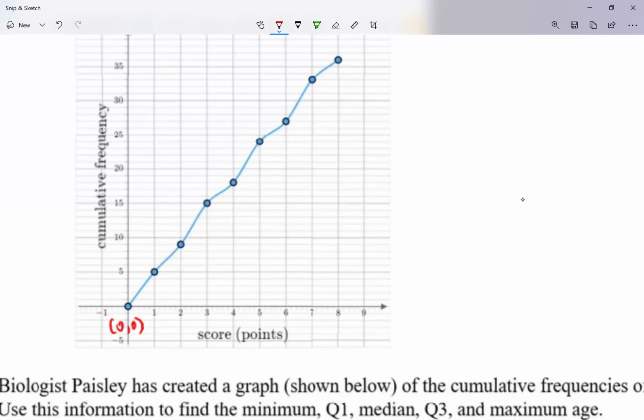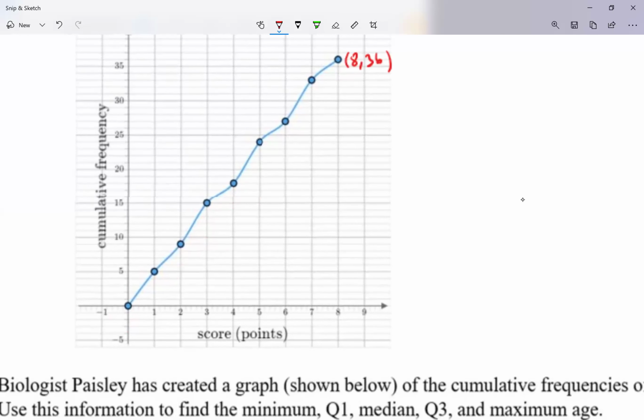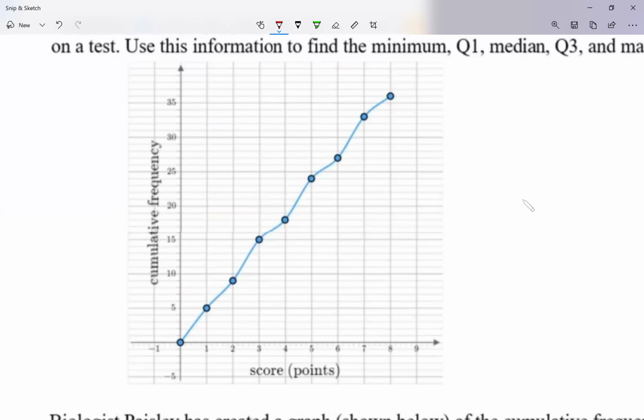Up until my last point here, it is 8, 36, which means 8 or less, 36 people have. Yeah, there's 36 people, so it makes sense that the highest value is 36. I'm going to be looking at my values here, my cumulative frequency, the scores that they have. I'm going to say this right here is my biggest number, 36. Oh, and then my smallest number will be 0, right?